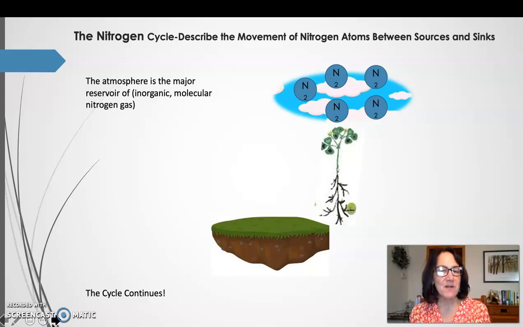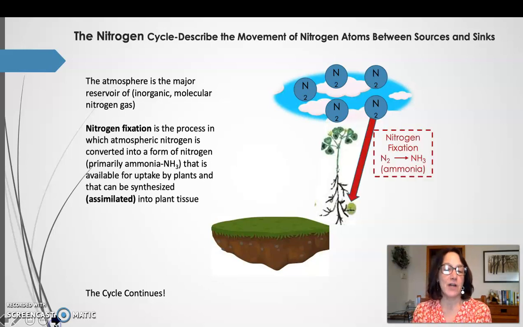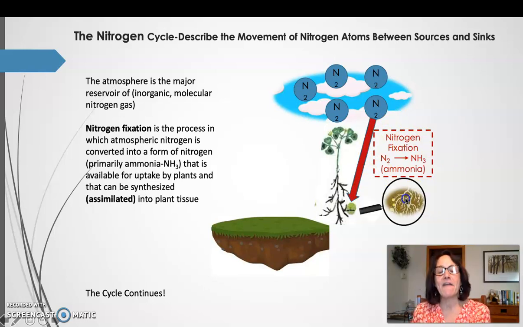So describe the movement of nitrogen atoms between sources and sinks. The atmosphere is a major sink or storage reservoir for nitrogen. Plants can't diffuse gaseous nitrogen through their leaves like they can CO2. That's a big concept for students to get. I like to say big idea. They do, if you look at the essential knowledge statements, need to know the term nitrogen fixation, and that is accomplished by symbiotic bacteria that live in plants like a soybean, like a legume.